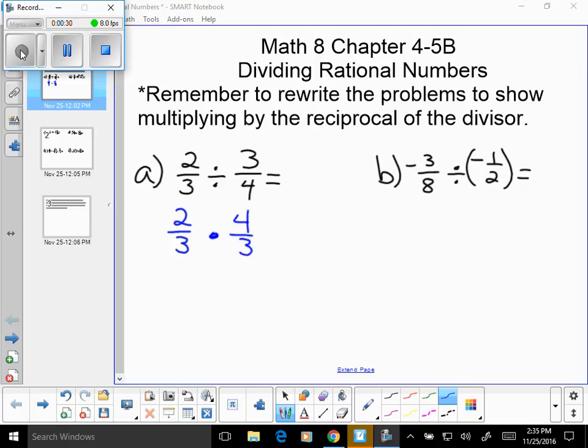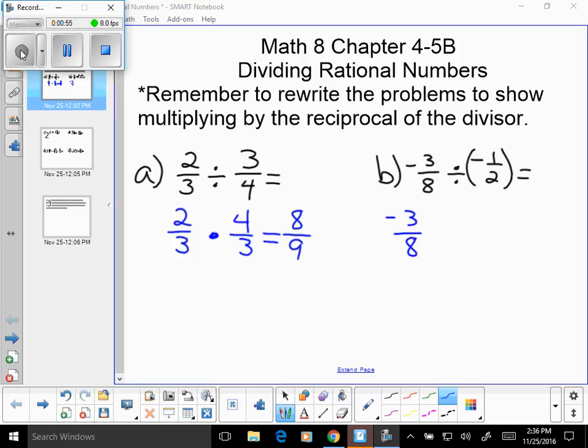So the reciprocal of 3/4 is 4/3. That way we have just our multiplying rational numbers rules to look at. I cannot do any reducing, 3 and 4, 2 and 3. So 2 times 4 is 8, and 3 times 3 is 9. This one is in lowest terms. Now, you try B. Hit pause, try B.